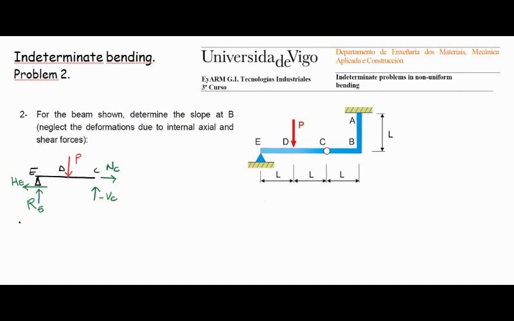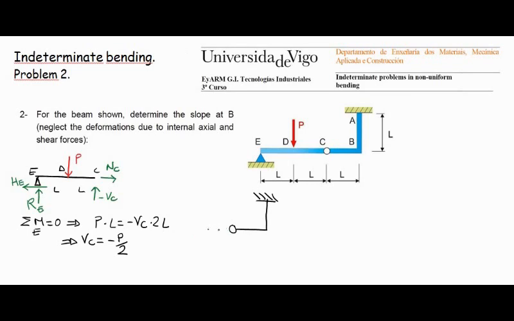Okay, we have N sub C. It is important not to forget N sub C. The distance from E to D and from D to C is L in both cases. And if we calculate the addition of moments with respect to E, what we obtain is that this vertical force, minus V sub C, is upwards and equal to P divided by 2.